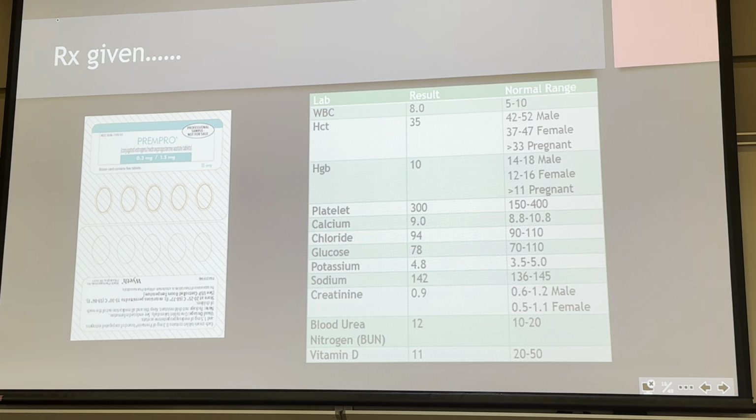So she is given a prescription for Prempro to handle her symptoms. She stays on it for about a year and then comes off of it. Okay. Questions about menopause?